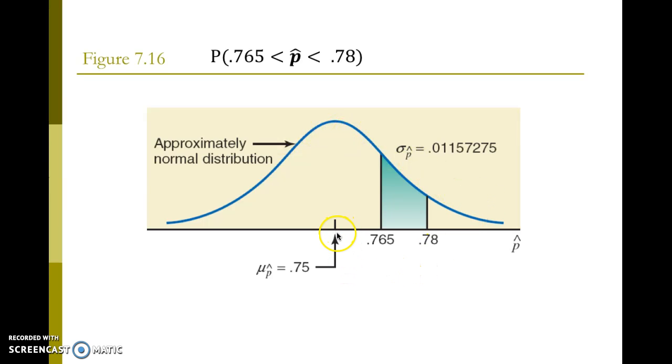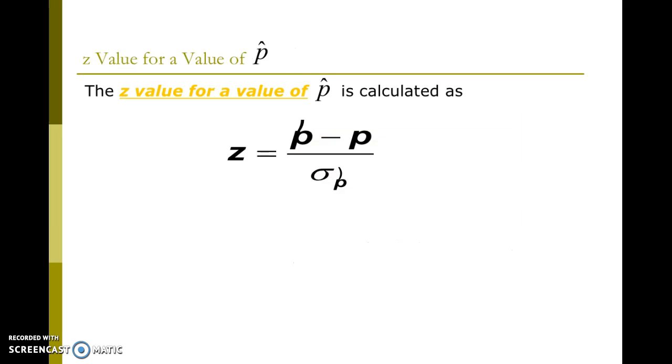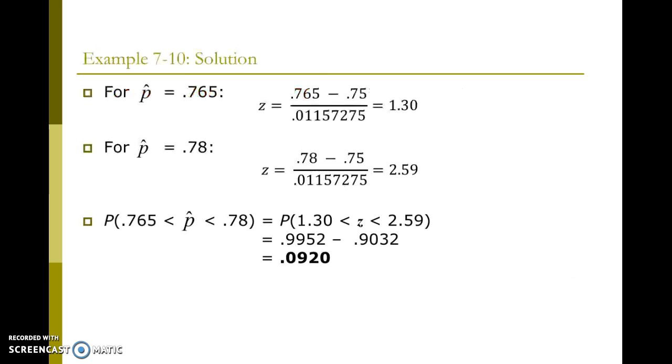The mean was 0.75, so we're trying to find out what percentage of the population falls in this range. Now, this is the way that we calculate the z-score for p hat. The symbol somehow got cut off, so this is z equals p hat minus p, divided by sigma p hat. Okay, so for our example, we will find the z-score that corresponds with 0.765.